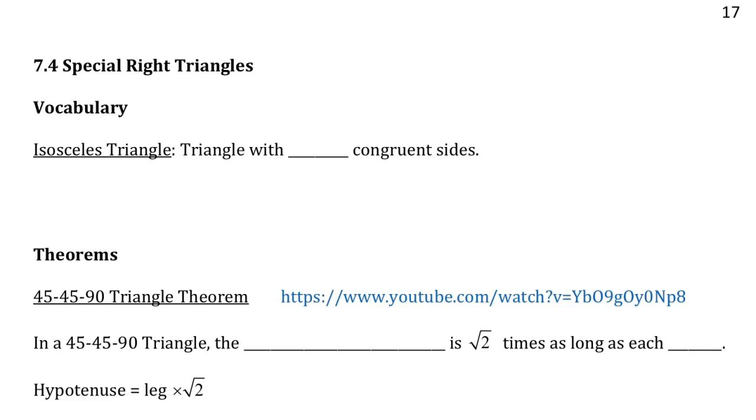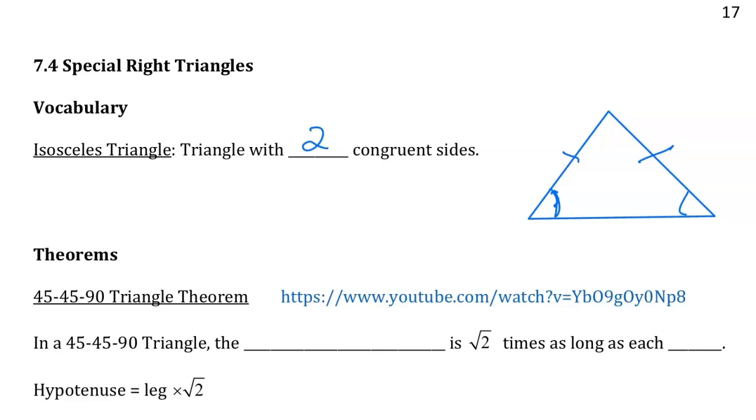Okay, isosceles triangles, we should remember from chapters back that they are a triangle with two congruent sides. So let's draw that for ourselves. Okay, so this is what you've known as an isosceles triangle. You can see those two sides are congruent because of the way they're marked.